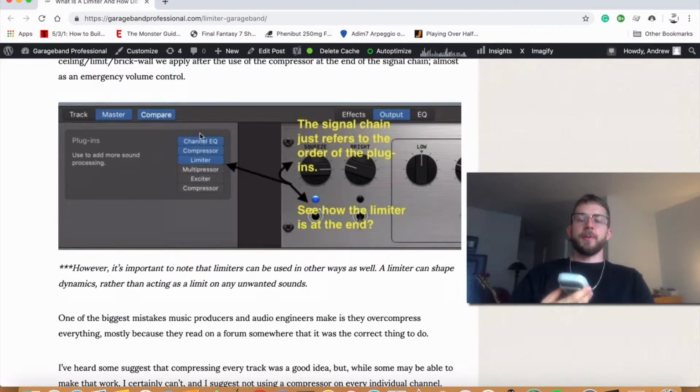As you can see in the picture that I put here, you'll usually put the limiter at the very end of the signal chain. The signal chain just refers to the order of the plugins. So I have the EQ here. It's actually better to put the compressor first, then the channel EQ, but we won't get into that. And then the limiter should be at the end.